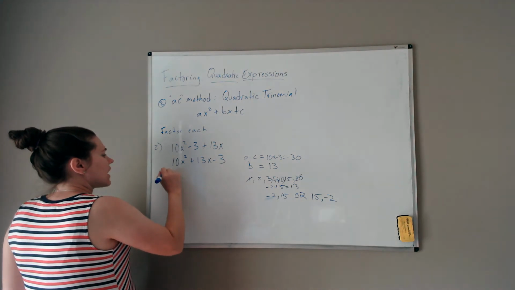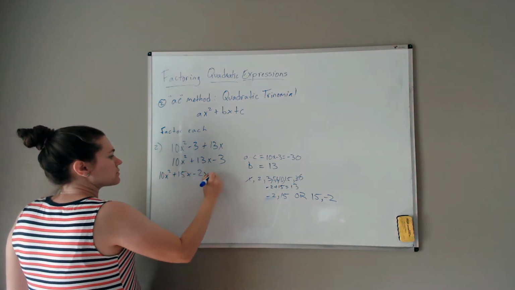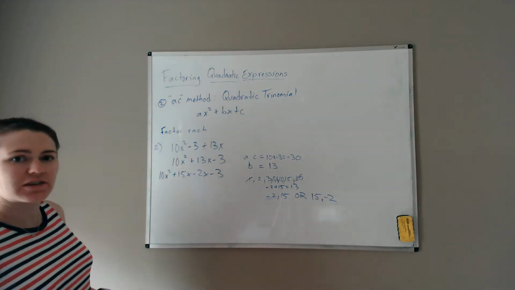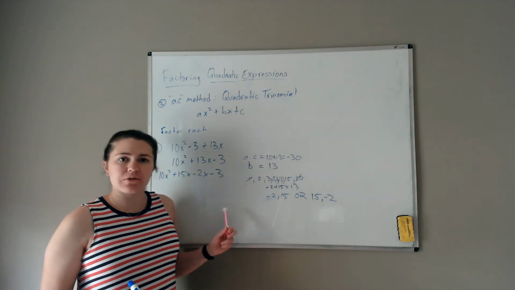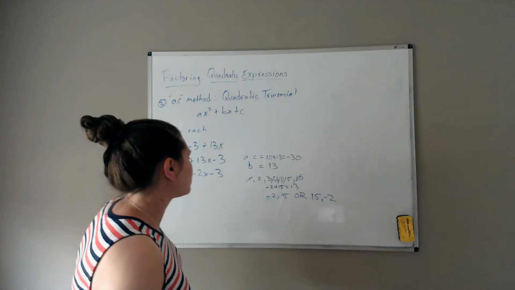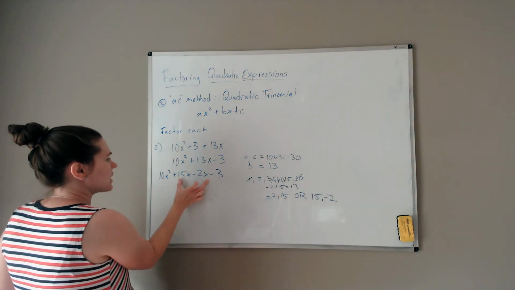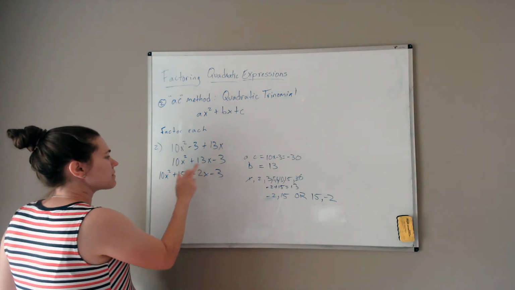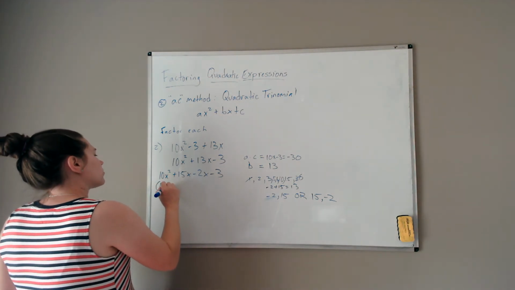So if you write 10x squared plus 15x minus 2x minus 3, it is okay. It is the same as if you wrote down 10x squared minus 2x plus 15x minus 3. It does not matter, okay? So now what we do is, now notice, this right here, if I was to combine this, I would just be right back in the previous step. But our goal is to now group this.